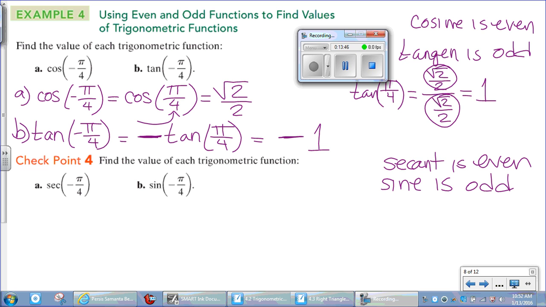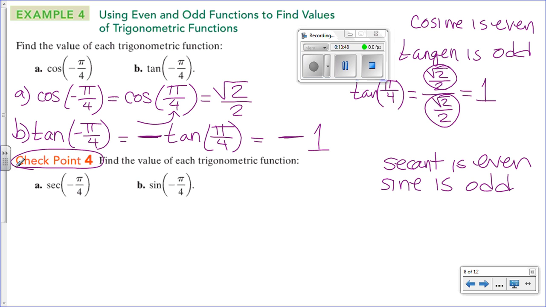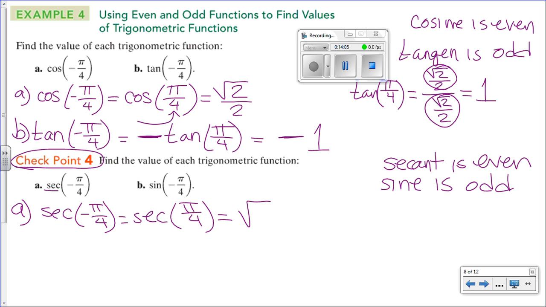We're going to check our answers here at checkpoint 4. We have part A, secant is even, so we're going to use that secant of negative pi over 4 is exactly the same thing as the secant of pi over 4. And so the secant of pi over 4 is going to be the square root of 2.